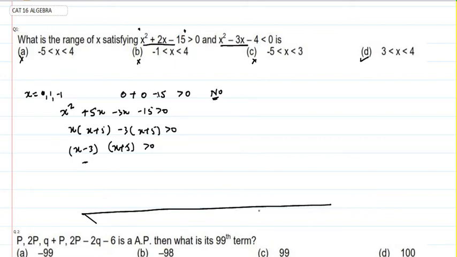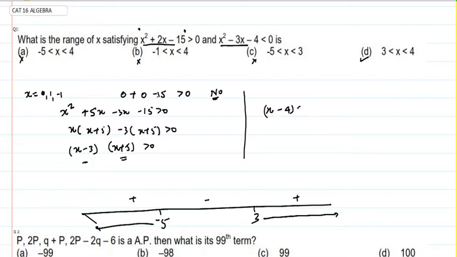This bracket gives me the root point as 3. This bracket gives me the root point as minus 5. Outside plus, then minus, then plus. I need positive, so I need to take values on the right side of 3 and on the left side of minus 5. That is the range of X for the first inequality. The second one, I can factorize as pretty simple: x minus 4 bracket x plus 1 less than 0.